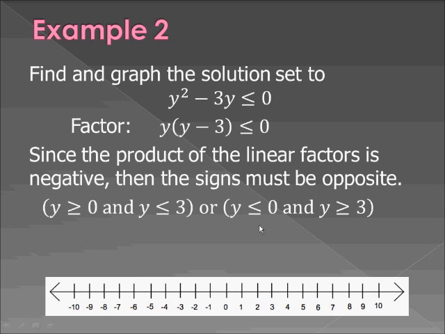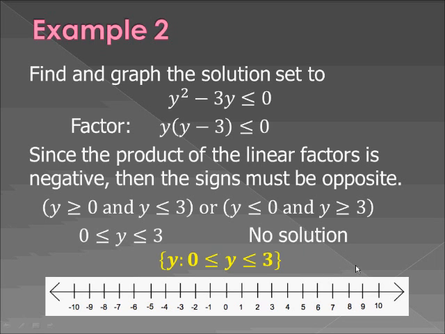If y is negative, y is less than or equal to 0, then this term is negative. This y minus 3 term has to be positive because it has to have an opposite sign. So in this case, y would have to be greater than or equal to 3. So now we look for y's that satisfy both sides. So are there any y's greater than 0 and less than 3? Why, yes, there are. 0 is less than or equal to y is less than or equal to 3. This one has no solution because you can't have a y that's both less than or equal to 0 and greater than or equal to 3. So the solution set is 0 is less than or equal to y is less than or equal to 3.